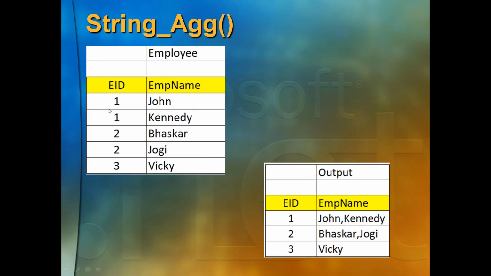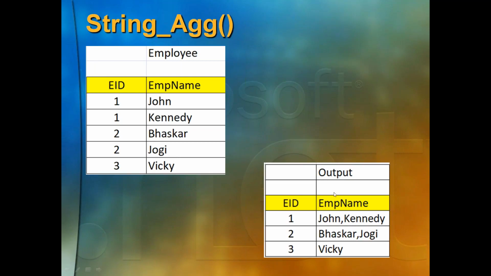John Kennedy: when the employee number is the same, I wanted to have the record John, comma Kennedy. I wanted to display the data like this. If the employee number is the same for Bhaskar and Jogi, then I don't want to display two records. I wanted to concatenate two rows, Bhaskar, comma Jogi. Clear? And for Wiki there is no second row, so I should be able to get a single row like this. So this is my data.